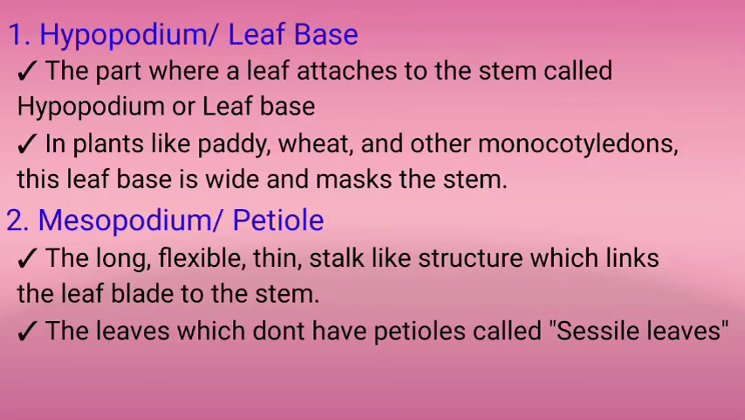The second one, mesopodium or petiole. The long, flexible, thin, stalk-like structure which links the leaf blade to the stem is called mesopodium or petiole. The leaves which don't have petioles are called sessile leaves.